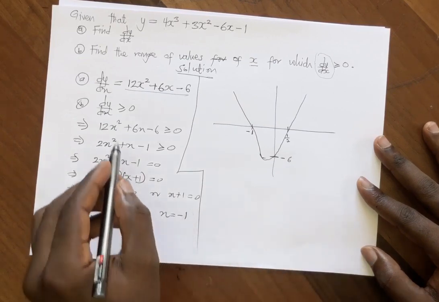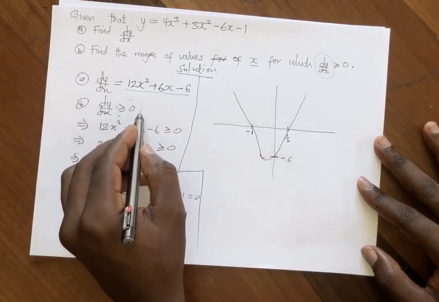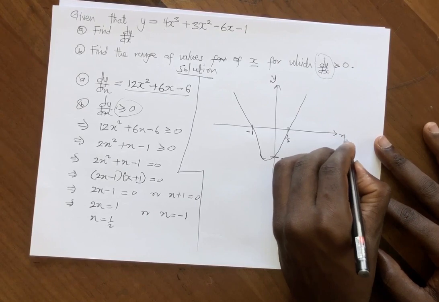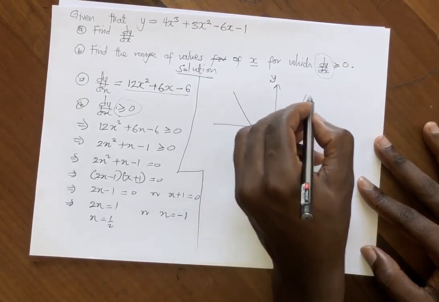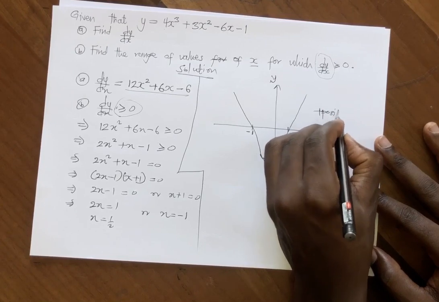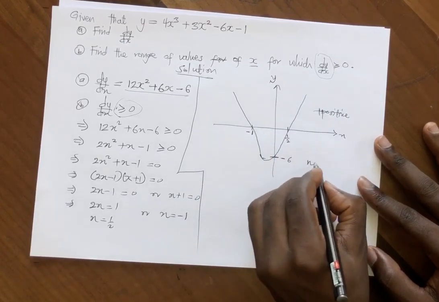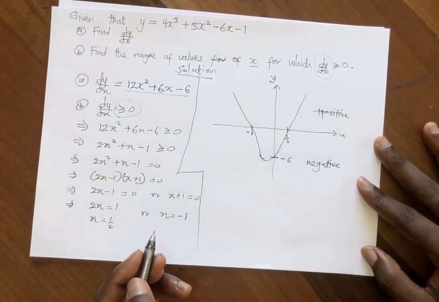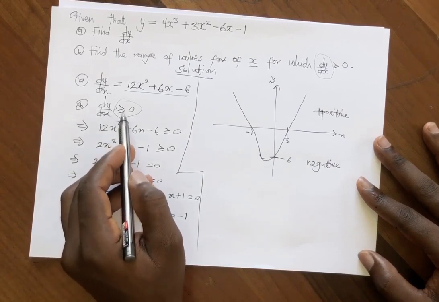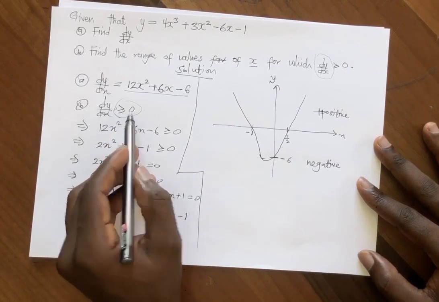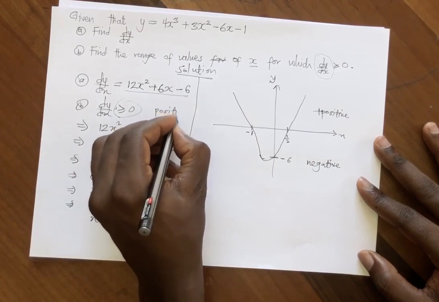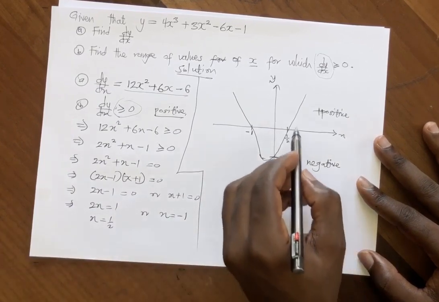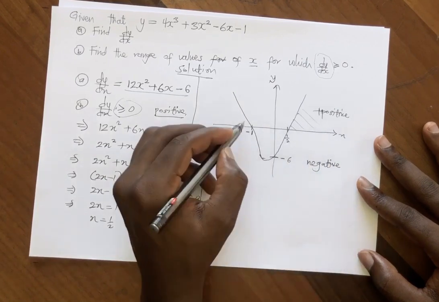We are told that it must be greater or equal to 0. Okay? So remember that this is your y-axis, this is your x-axis. All the values here are positive. Okay? They are positive values. And all the values below the x-axis are negative values. Okay? Put that one in mind. Now, when we are told that dy dx is greater or equal to 0, it means the values that we are looking for are positive values. Okay? All right. So if it is positive values, then this is the desired region of the curve we are talking about.